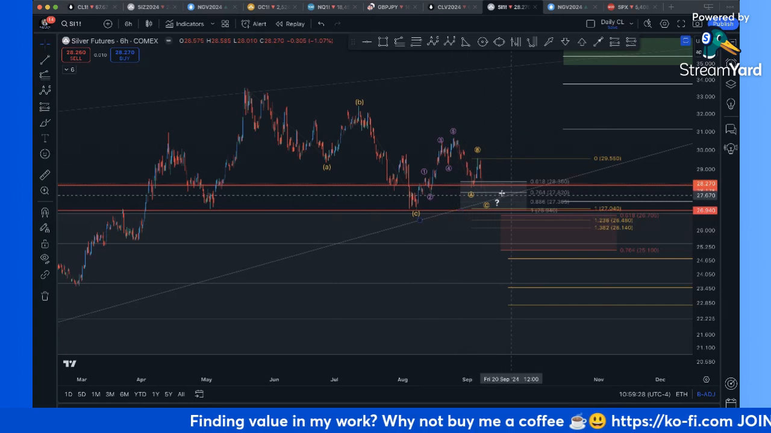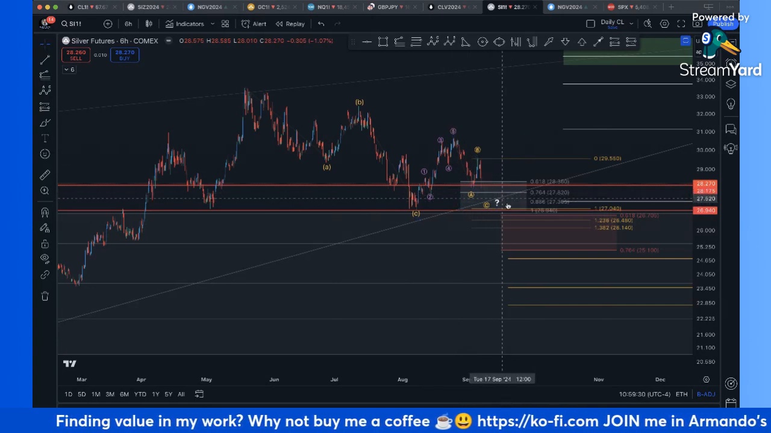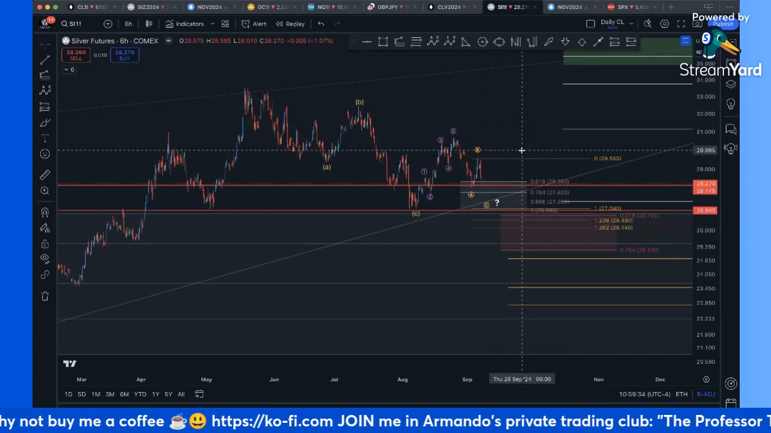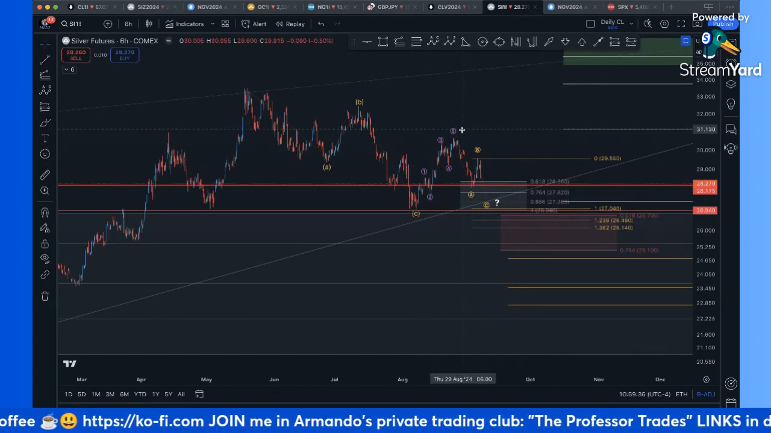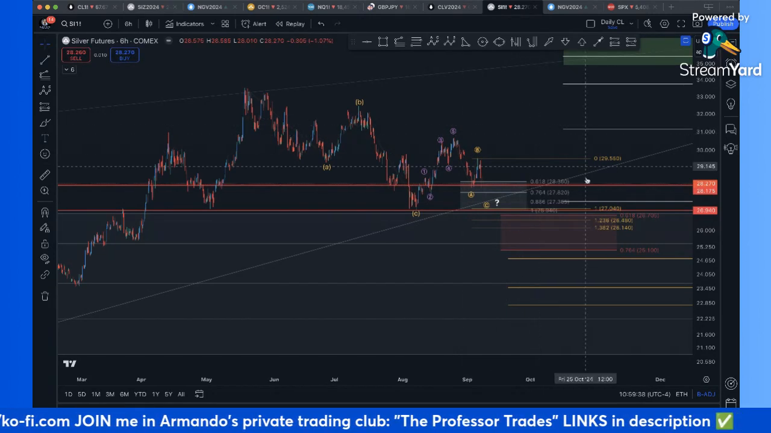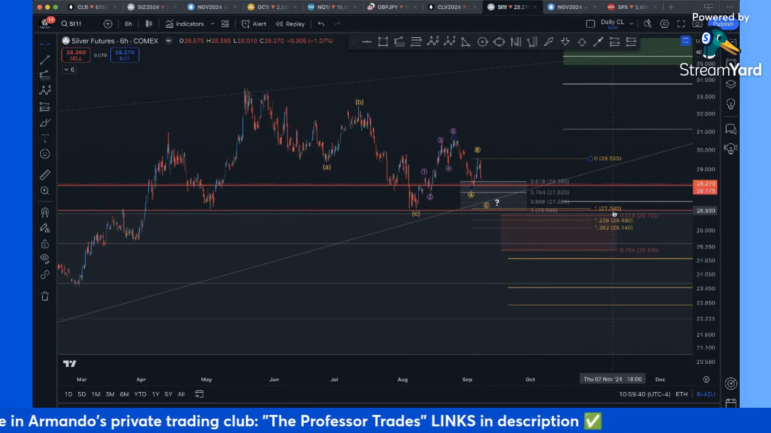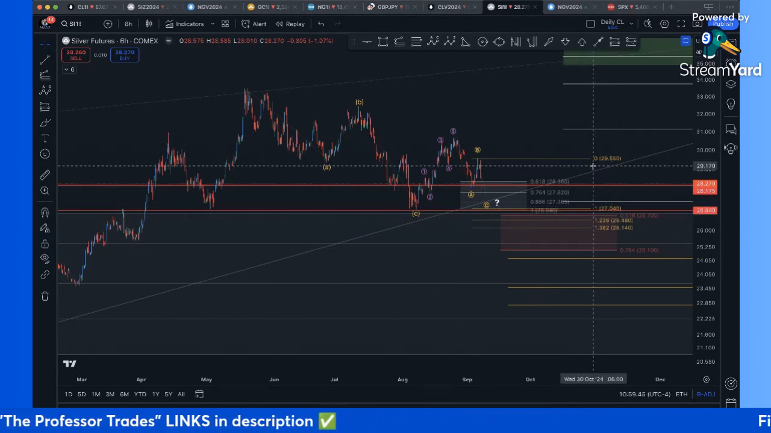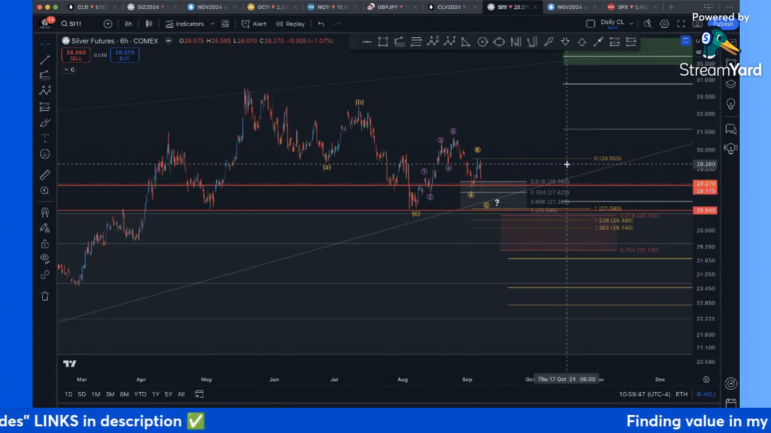If this catches support above 27.04, we're going to look for 5 waves up, just like we did here. So the first parameter I'm giving you in silver is 27.04, and the other parameter is basically $2.50 higher at 29.50. So the floor and the ceiling are pretty clear here.